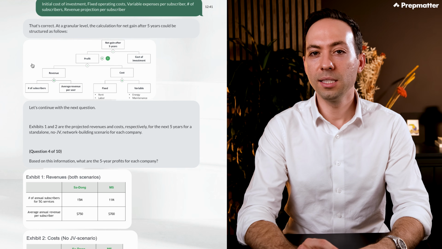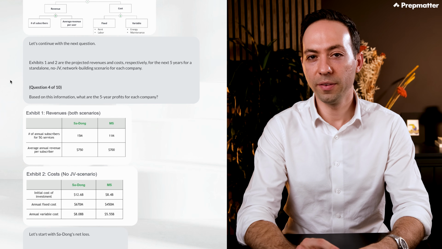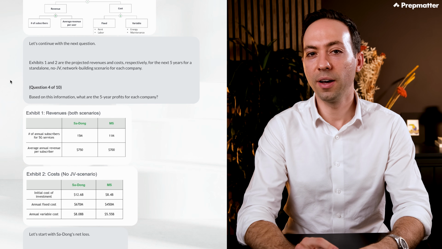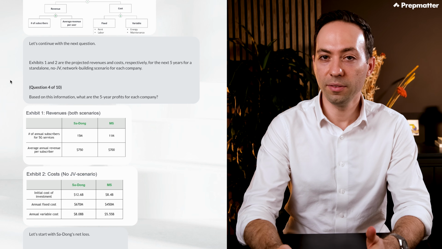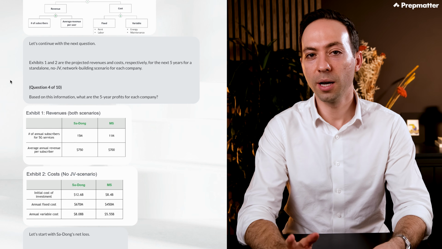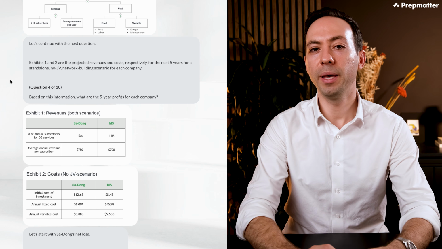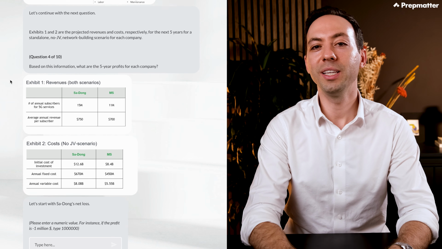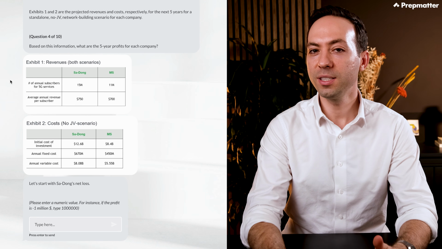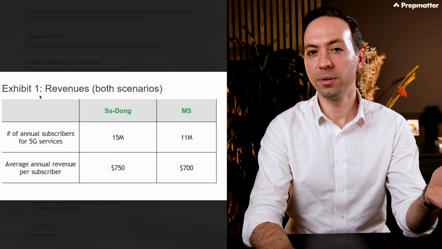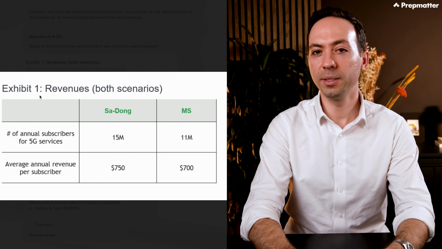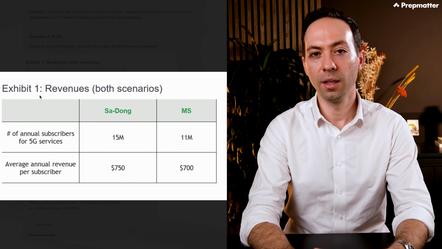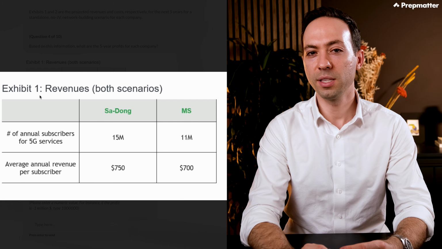Exhibits 1 and 2 are the projected revenues and costs for the next 5 years for a standalone, no JV, network building scenario for each company. Based on this information, what are the 5-year profits for each company? Let's go over each exhibit. In the first exhibit, we find the subscriber and revenue per subscriber details for each provider. The title says for both scenarios.